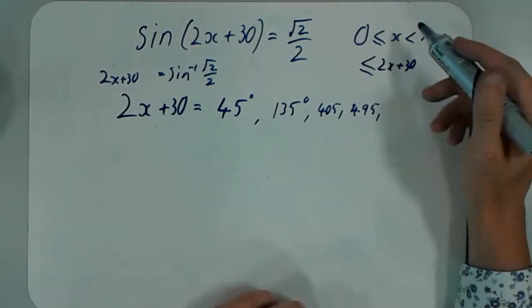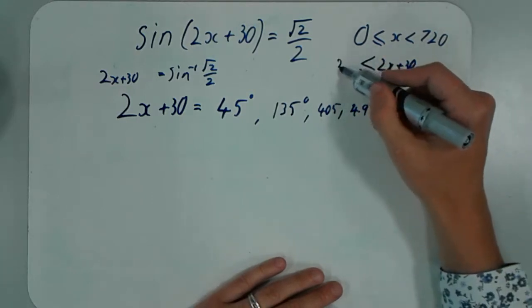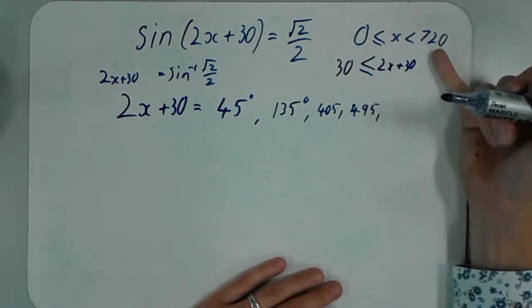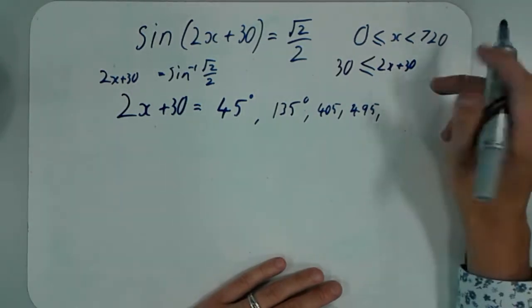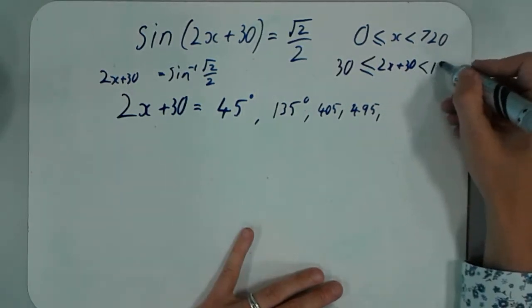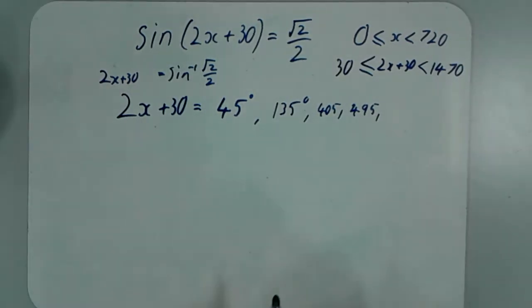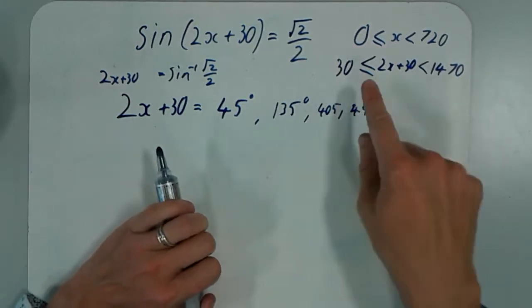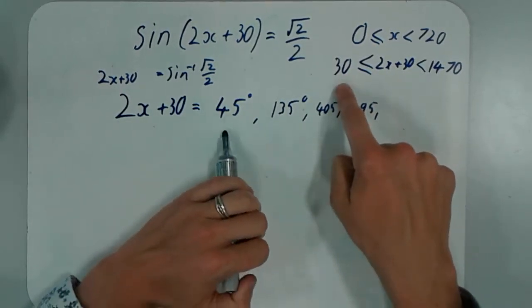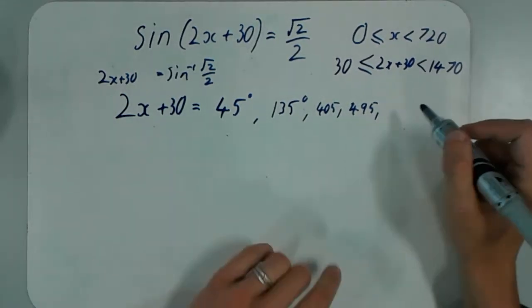between? Well, I would take the lower limit, double that, and add 30. I would then do the same up here, double it, 1,440, and then add 30. So that's telling me that when I'm listing the values of 2x plus 30, I need to go from 30, that's fine, that's above 30, all the way up to 1,740.